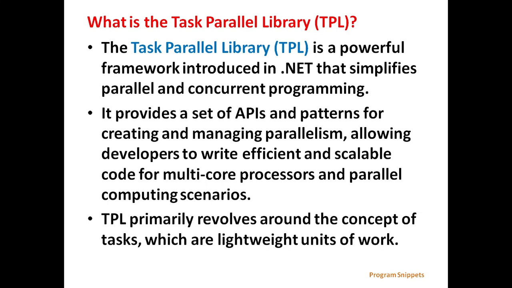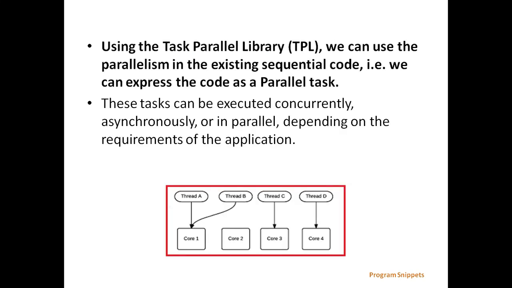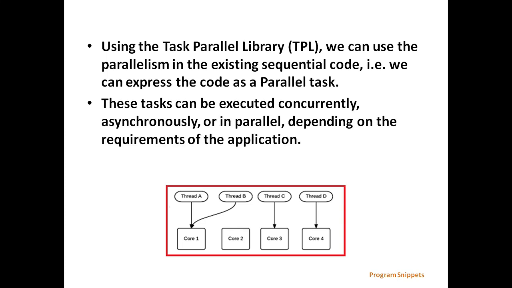TPL primarily revolves around the concept of tasks, which are lightweight units of work. Using the Task Parallel Library, we can use parallelism in the existing sequential code. That is, we can express the code as parallel tasks, and these tasks can be executed concurrently, asynchronously, or in parallel depending on the requirement of the application.